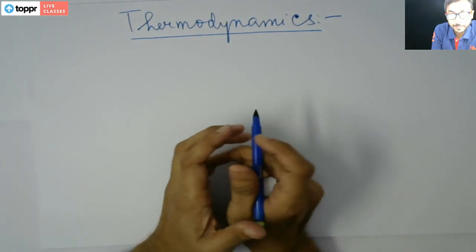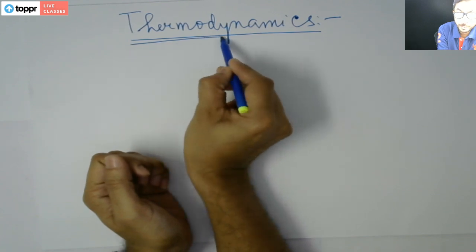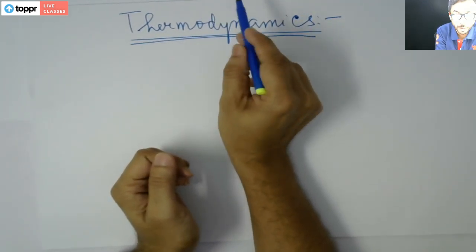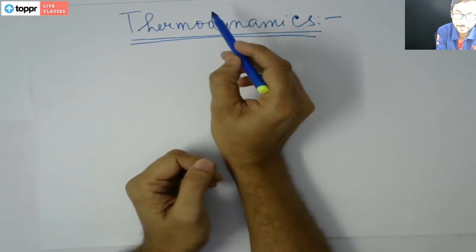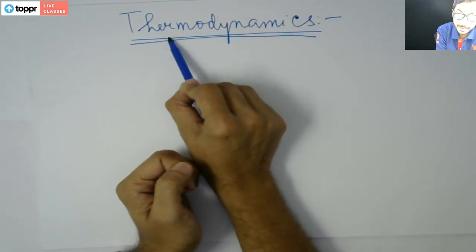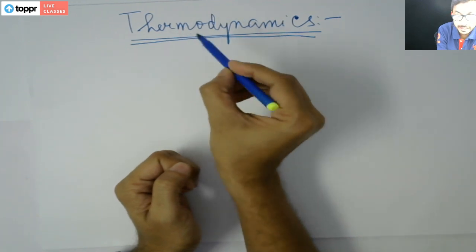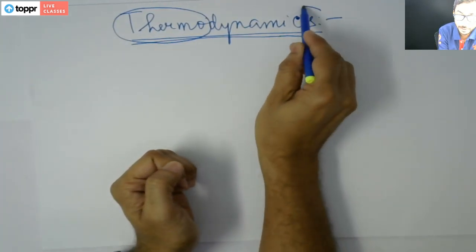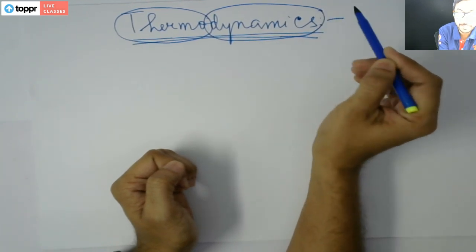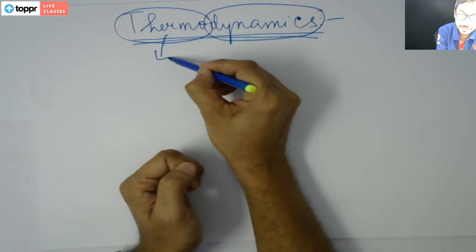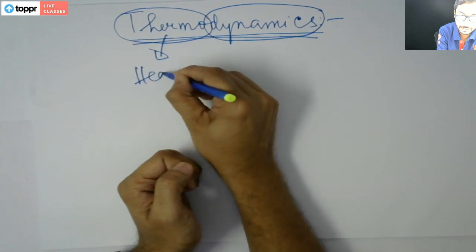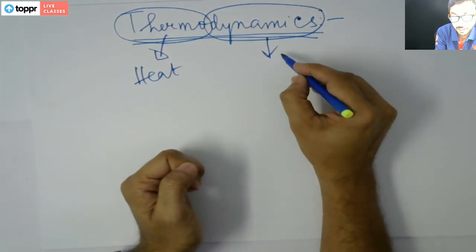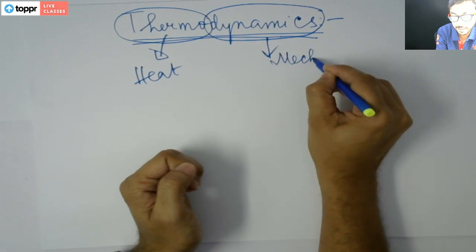So today our topic is thermodynamics. Now, can you guess what it deals with? You will see thermodynamics consists of two words, thermo and dynamics. Thermo has something to do with heat, and dynamics, this word you have studied, well, we have basically studied mechanics.